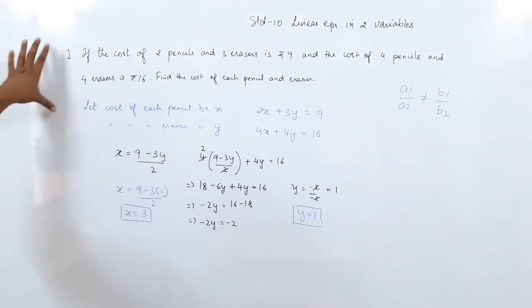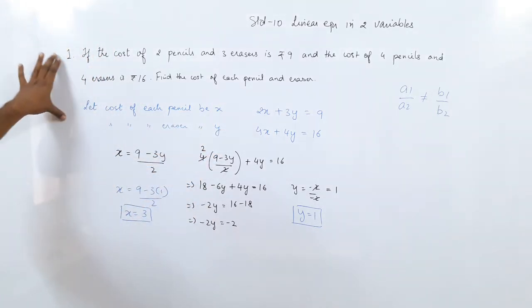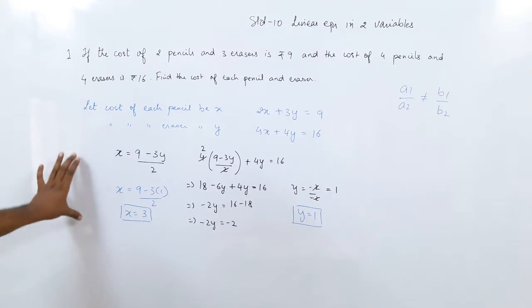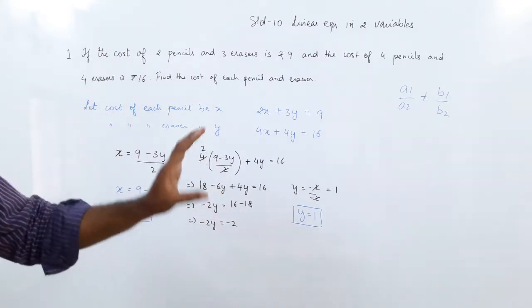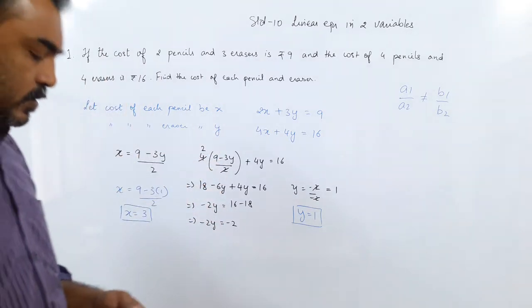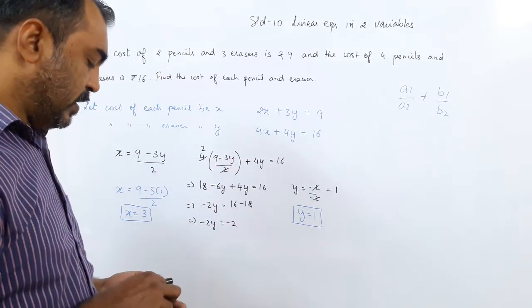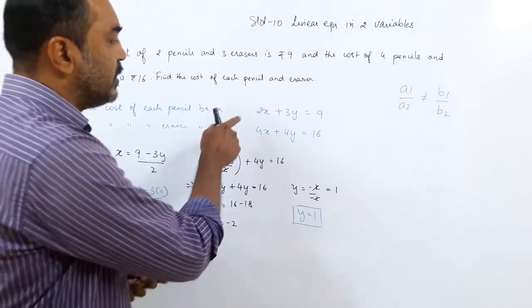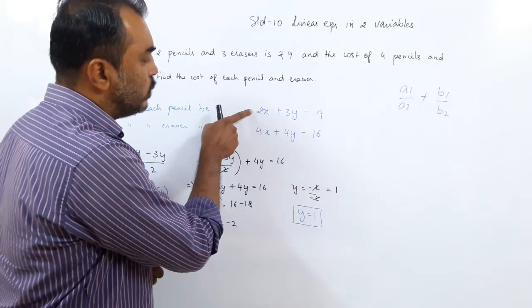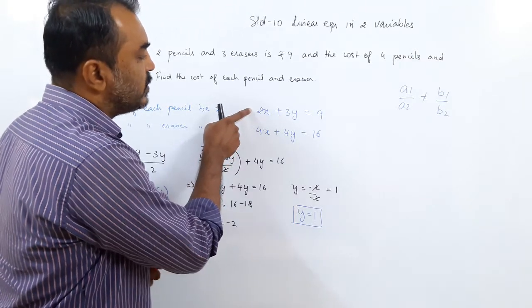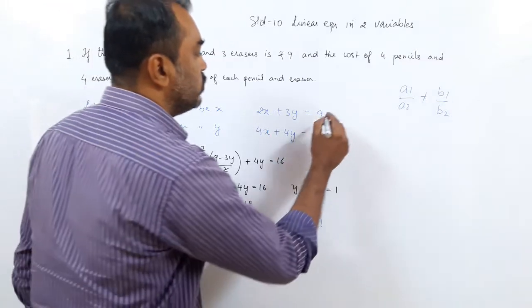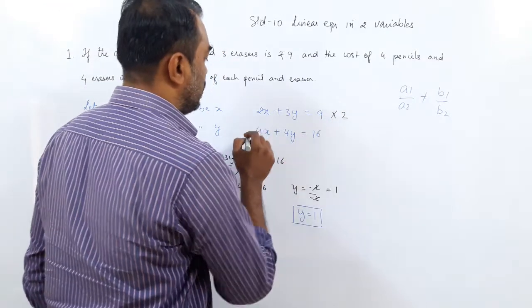Now I did this by which method? I did this by the substitution method. Now I will do the same thing by the elimination method. So we will have to eliminate something here. What is easier to eliminate here? You can see from this equation, this is 2 and this is 4. So if I multiply the top equation by 2, then they both become 4.